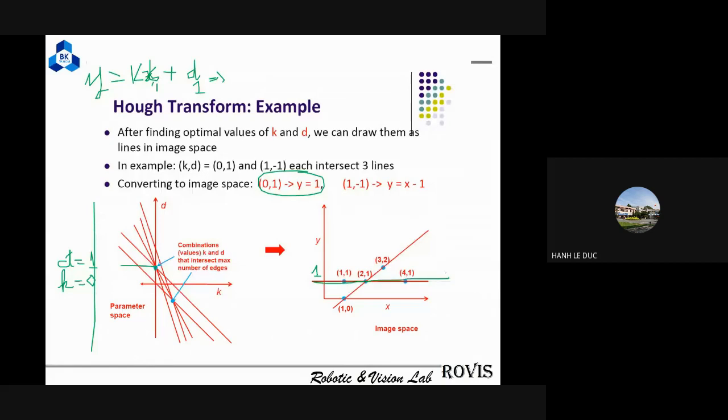Is it this one? Is it this one? Okay. Similar. Here. K equal to... what is it?